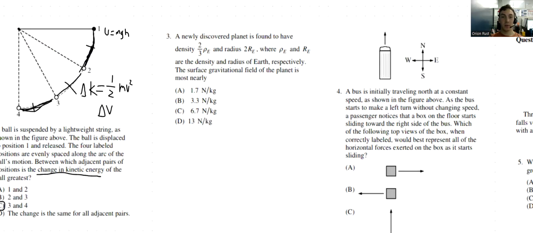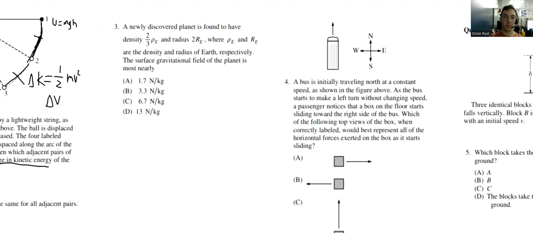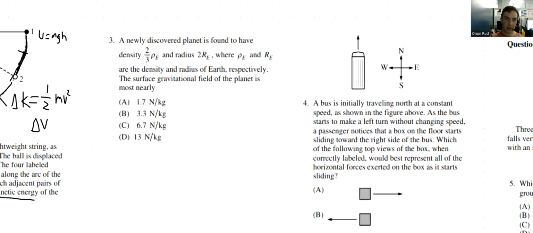Sweet. Now, this one is also a really tricky one. A newly discovered planet is found to have a density two-thirds the density of Earth and a radius twice the size of Earth. And these constants here are the density and radius of Earth, respectively. The surface gravitational field of the planet is most nearly, okay, when we're talking about the surface gravitational field, we're talking about g, right? It's defined as the force of gravity over mass. That's an equation that we're given from our sheet, right? It's something that we all know off the top of our head, Fg equals mg, right?